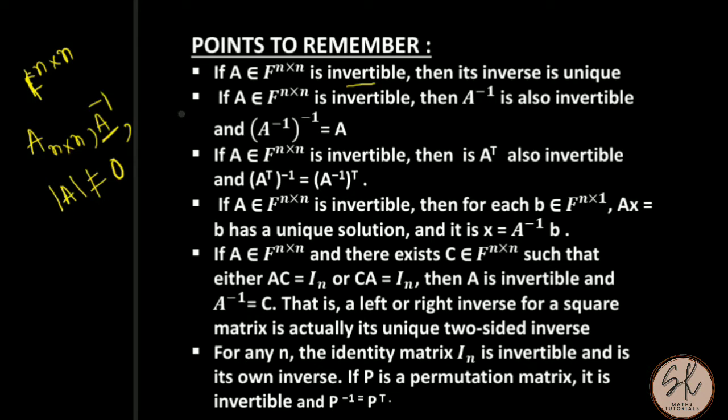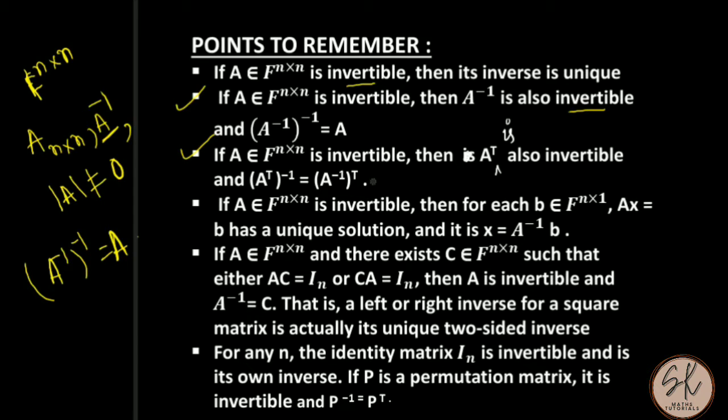Next point: if A in F n cross n is invertible, then A inverse is also invertible, and the inverse of A inverse is equal to A. The next point is if A is an n cross n invertible matrix, then its transpose is also invertible, and A transpose inverse is equal to A inverse transpose.